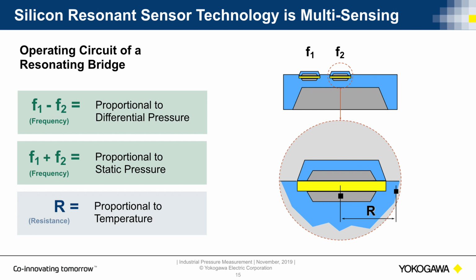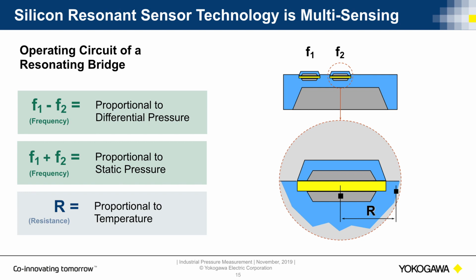So just taking a quick look again at the silicon resonant sensor technology itself and how it's multi-sensing. I mentioned Yokogawa's DPharp can measure both differential pressure and static pressure with one transmitter. So the silicon resonant sensors I mentioned before are fabricated with the single crystal silicon. So these H-shaped resonators are patterned on that sensor, each operating at a high frequency output. So as the pressure is applied, the bridges are simultaneously stressed, one in compression and one in tension. The difference between those 2 frequencies is proportional to that differential pressure, and the addition of those 2 frequencies is proportional to the static pressure.